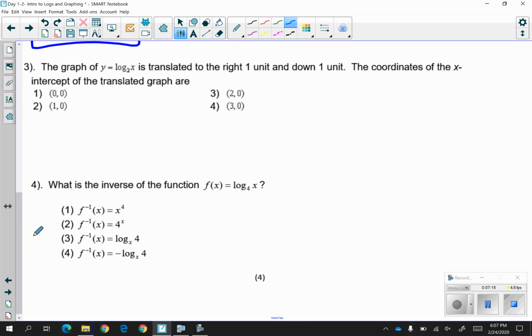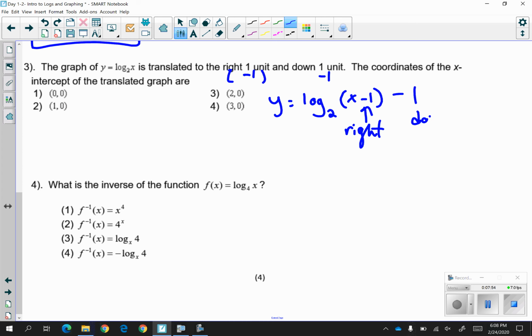For number 3, if you're translating an equation, your best bet is to write the translated function out first. So we're going to the right by 1, which means we have to subtract 1 inside the parentheses, and going down by 1 means you subtract 1 going outside of parentheses. So we have y equals log base 2 of (x minus 1), with the minus 1 inside parentheses to show that you are going to the right. And then we're going to have minus 1 on the outside to show that we are going down.